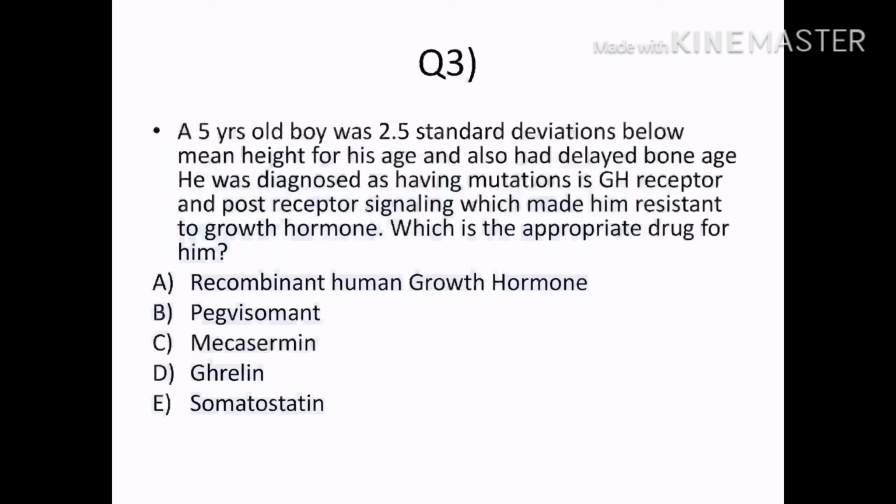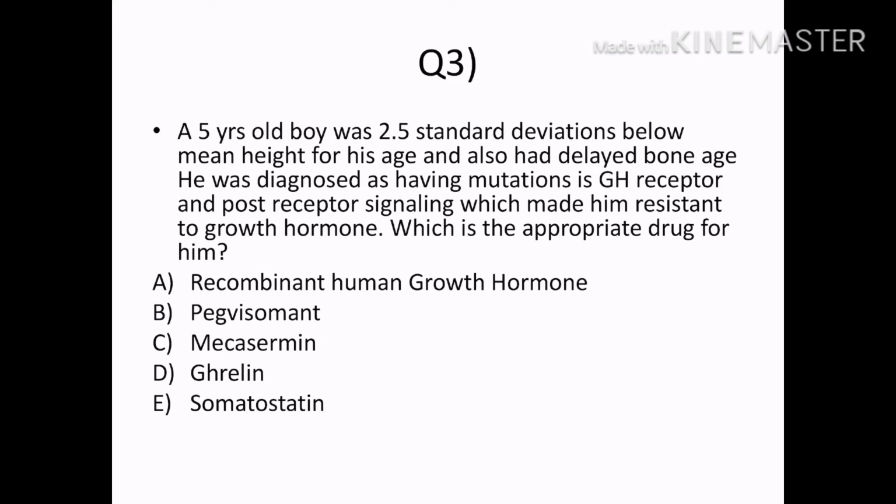Question number 3. A 5-year-old boy was 2.5 standard deviations below mean height for his age and also has delayed bone age. He was diagnosed as having mutations in growth hormone receptor and post-receptor signaling, which made him resistant to growth hormone. Which is the appropriate drug for him? Recombinant human growth hormone, pegvisomant, mecosermin, ghrelin, somatostatin.